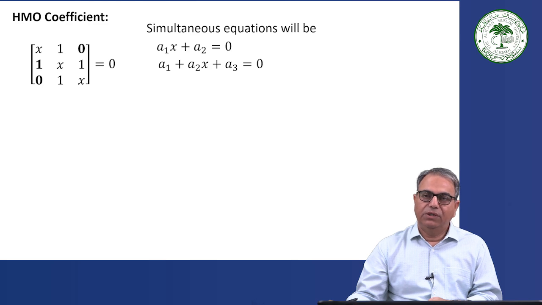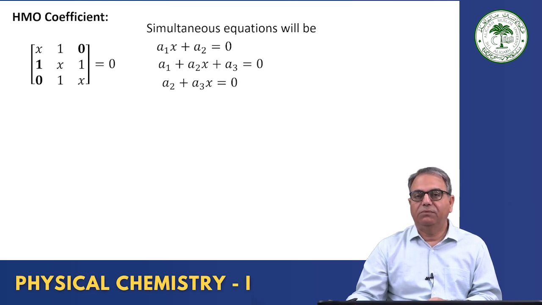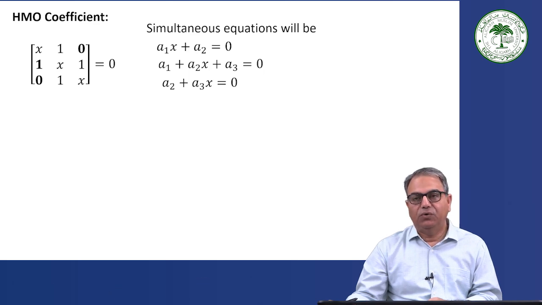You have only 2 terms, A2 and A3. So it will be A2 plus A3x is equal to 0. So the 3 simultaneous equations you obtain from this determinant are A1x plus A2 is equal to 0, A1 plus A2x plus A3 is equal to 0, and A2 plus A3 is equal to 0. From these equations you have to find the values of A1, A2 and A3.